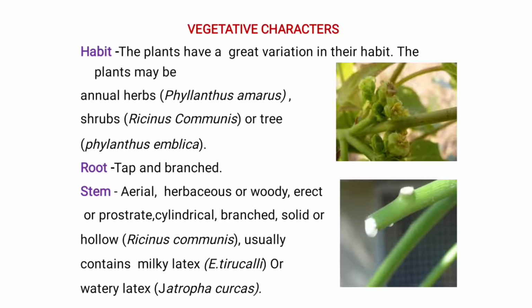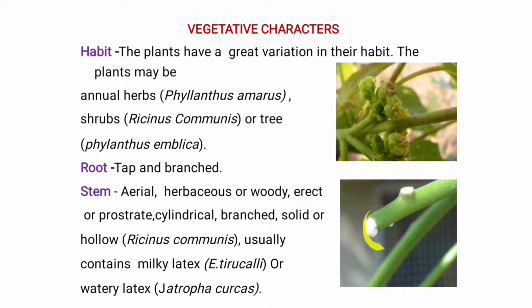Then the root, as it is a dicot family, is a taproot system with branches. Then the stem is aerial, herbaceous, evergreen or woody. Shrubs are also present, so the stem is woody. Then erect or prostrate, either straight or spreading on the land. Then cylindrical, branched, solid or hollow. Hollow means in Ricinus communis, the stem has a hollow structure, the inner side of the stem is soft. They usually contain milky latex. Example: a species of Euphorbiaceae, you can see in this picture. They have milky latex present.